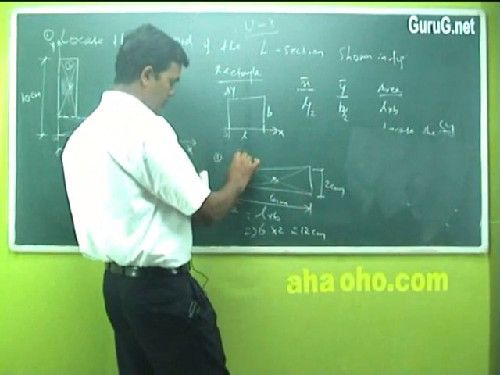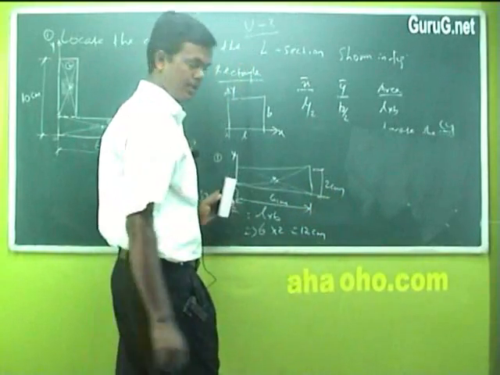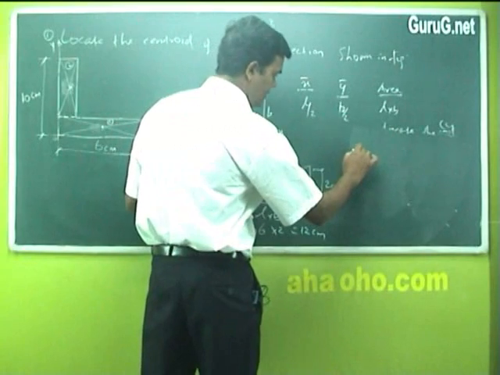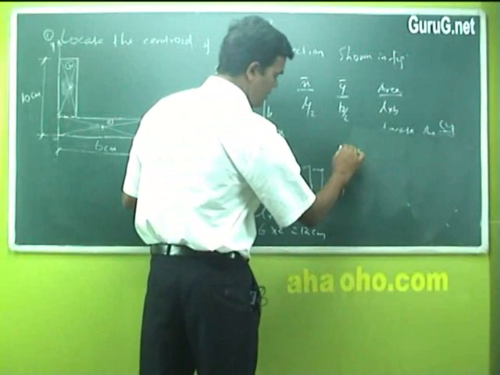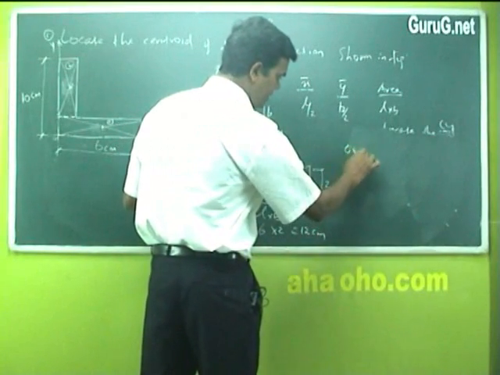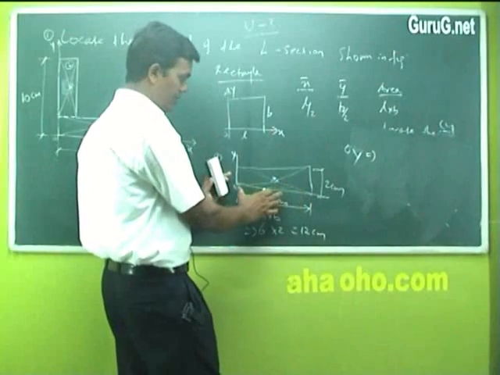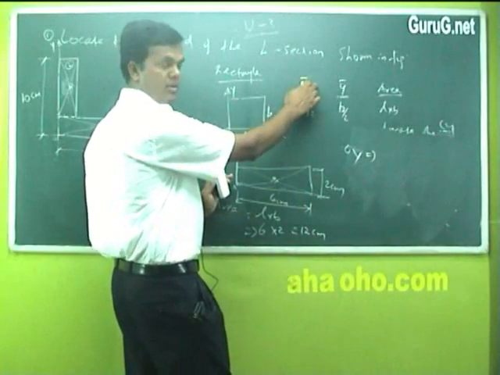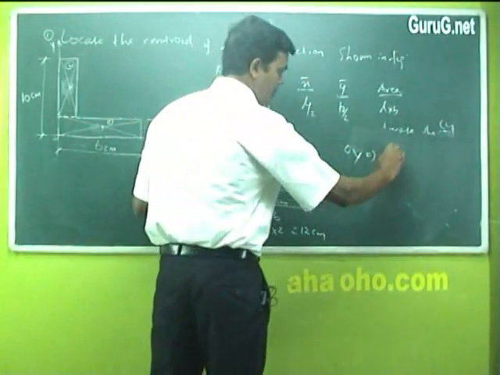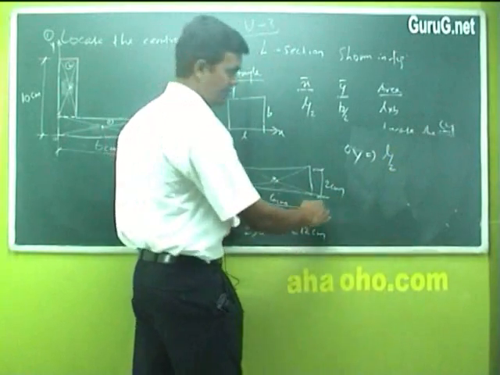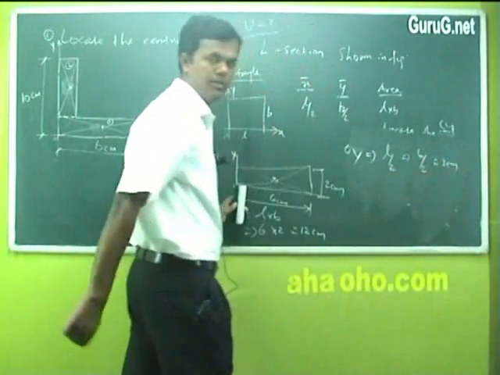What is my X bar value? I have the OY axis here and OX axis here. I will find out the X value, that is the X bar value. How do you find it? My OY is the reference axis. If I travel from the OY axis, my X bar value is given as L by 2. I am traveling from the OY axis, the left-hand side axis. My X bar value is L by 2. What is L here? 6 centimeter. I will write it as 6 by 2, that is 3 centimeter. Clear?